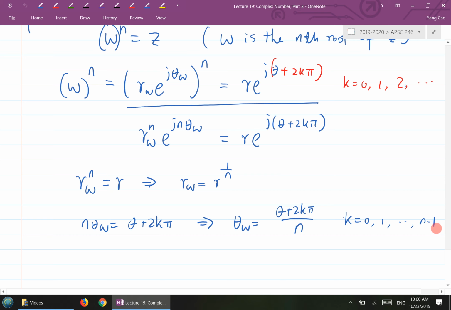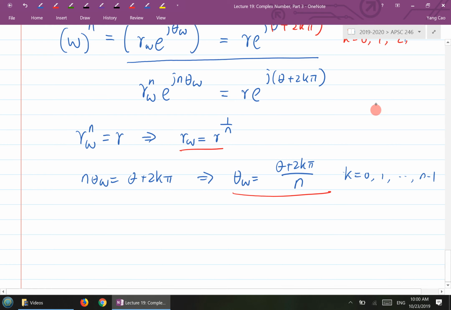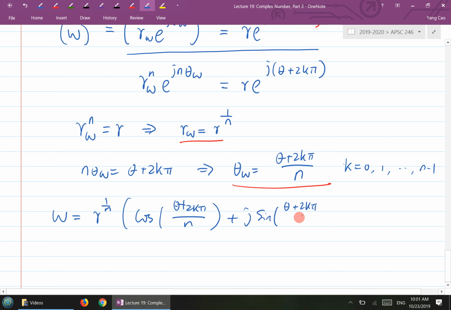So basically, here we got a solution now for r_w and theta_w. Let me give you an example here, and then we'll see what happens. Now your w equals r to the power of 1 over n, times cosine of theta plus 2k pi over n, plus j sine of theta plus 2k pi over n. That's your solution for w.